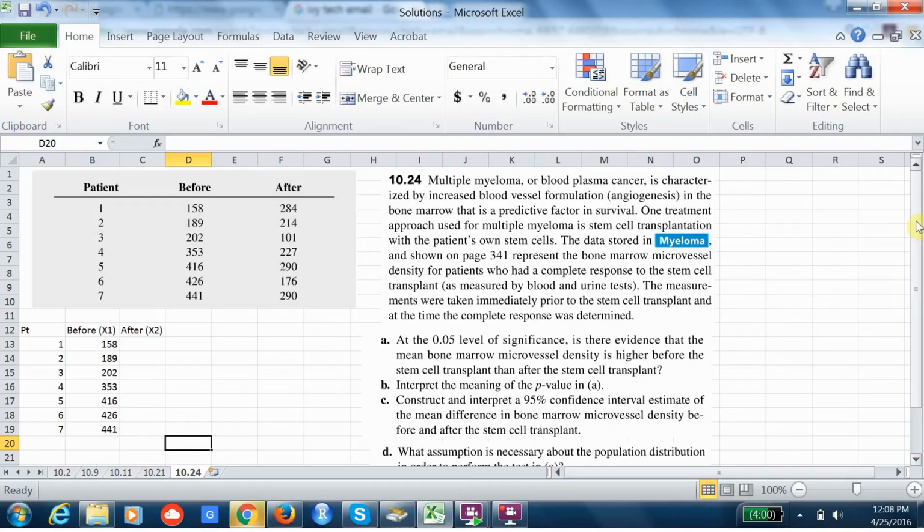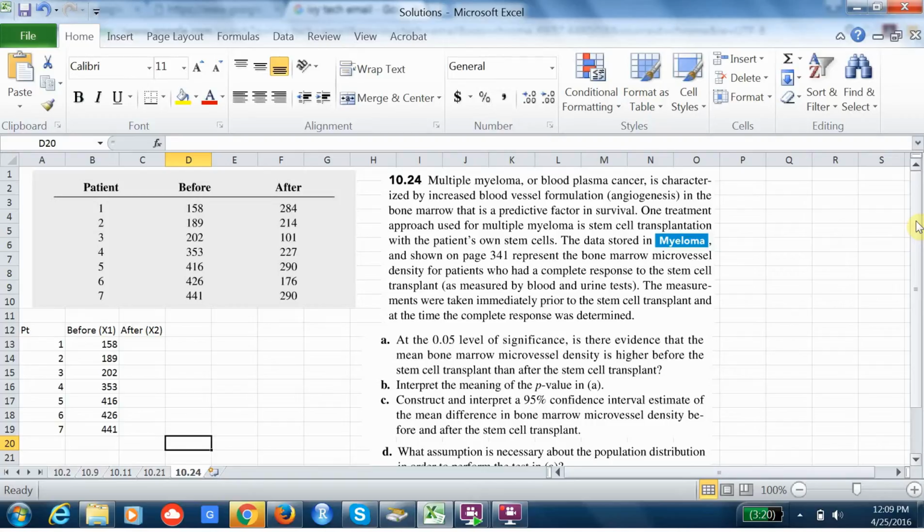And here is the data that they've obtained, and this represents the bone marrow microvessel density for patients who had a complete response to the stem cell transplant. Okay, and the measurements were taken immediately afterwards and sometime after the response. So what's happening is when you have this disease, you're forming more blood vessels, which is bad.